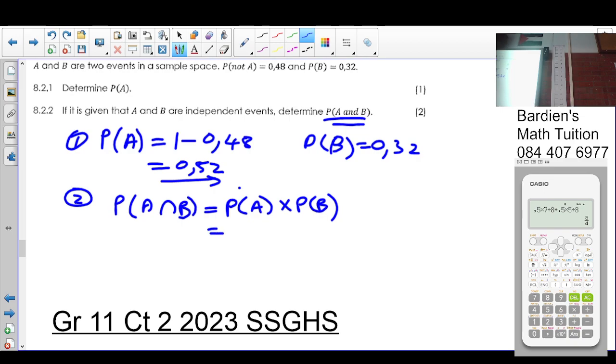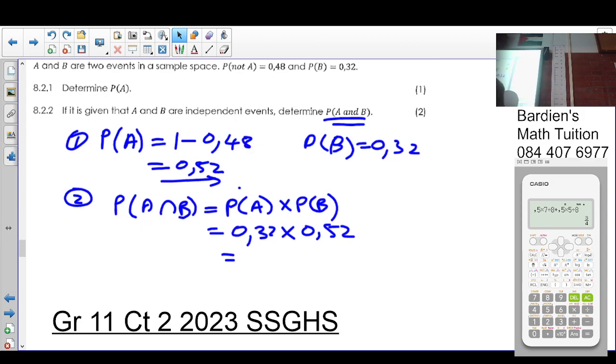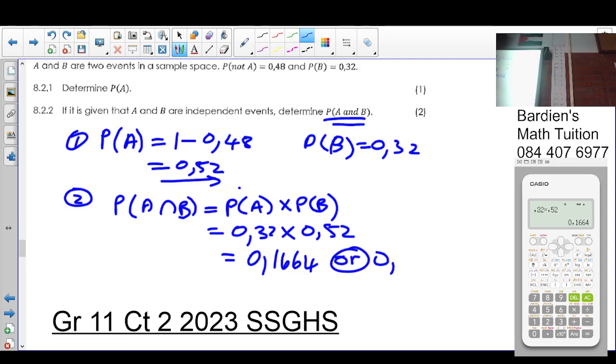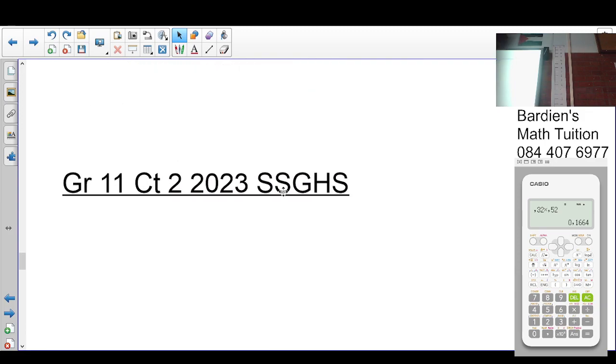Probability of A, 0.52, times 0.32. Okay. 0.32 times 0.52 gives us 0.1664. Or 0.17, because I'm going to work at 2 decimal places there. Alright. Next.